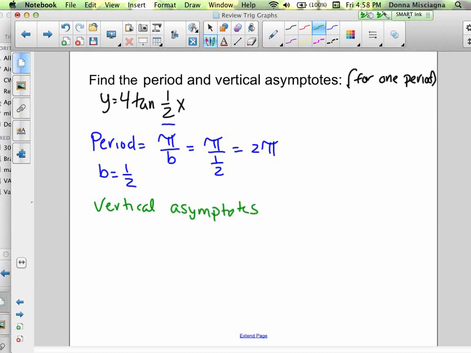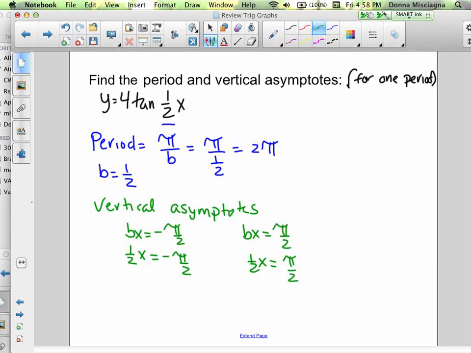We're going to set bx equal to negative pi halves and bx equal to pi halves, because that's where tangent normally has its vertical asymptotes. Changing the period will change the vertical asymptotes. So now I'm going to replace the b with 1/2. 1/2 x equals negative pi halves, and 1/2 x equals pi halves.